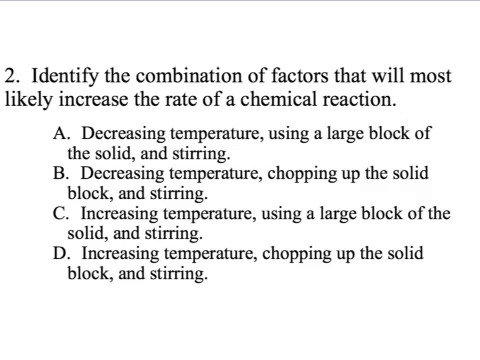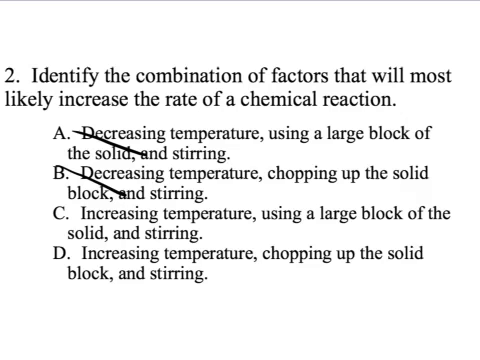Identify the combination of factors that will most likely increase the rate of a chemical reaction. A, decreasing the temperature. Again, it's like cooking. I want it to go faster, so I'm going to increase the temperature, which means you're going to get rid of A and you're going to get rid of B. So we're at C, increasing temperature using a large block of the solid and stirring.